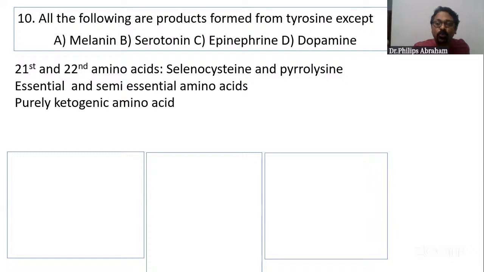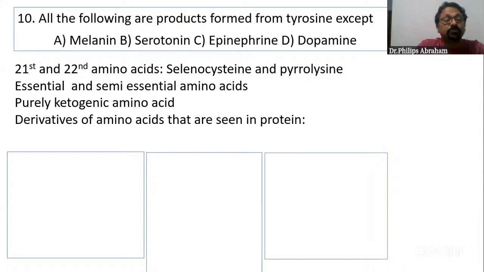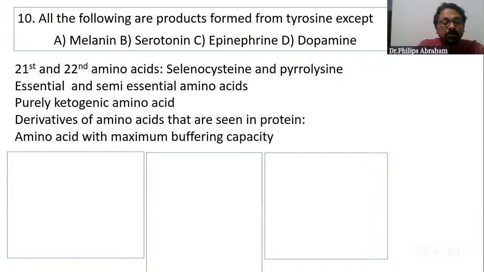If they ask you about two amino acids, lysine and leucine, lysine on breakdown has one specific compound attached, and then it breaks, so from there we can synthesize glucose. But purely ketogenic is leucine. And there are derivatives of amino acids that are seen in proteins. Not only amino acids, you can see some other derivatives. For example, beta-alanine is one derivative of an amino acid. There are different types of that, so you should have an idea about that also.